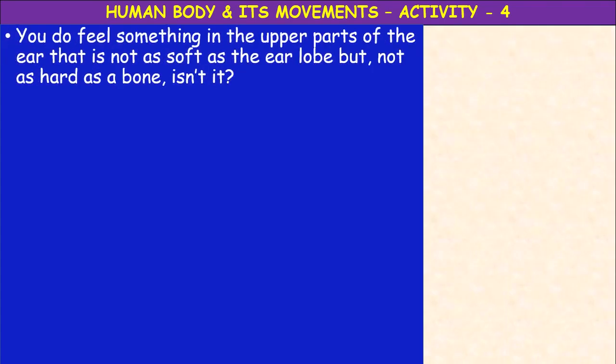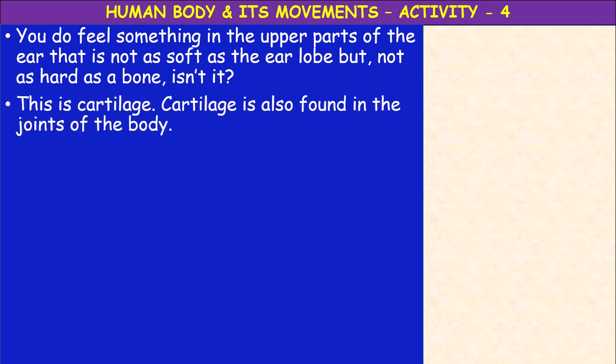Yes. You touch your nose. The nose also has some part made up of cartilage. You do feel something in the upper parts of the ear that is not as soft as the earlobe, but not as hard as a bone. Is it not, children? Yes. This is cartilage. Cartilage is also found in the joints of the body.